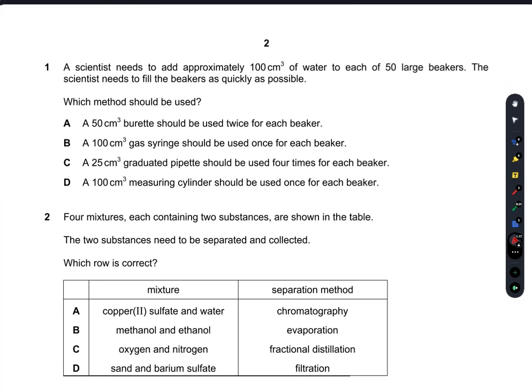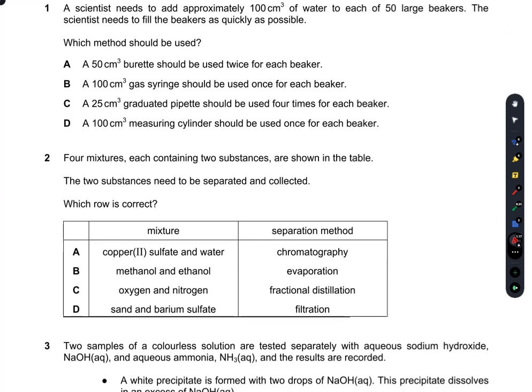A scientist needs to add approximately 100 cm³ of water to each of the 50 large beakers. The scientist needs to fill the beakers as quickly as possible. Which method should be used? Okay, so he needs to fill these beakers as quickly as he can. A 50 cm³ burette should be used twice for each beaker, so it would be a lengthy process. A 100 cm³ gas syringe should be used once for each beaker.